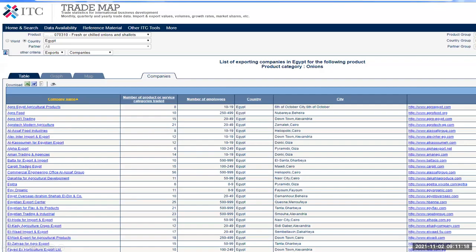You click on here or here over on the far right, you will pull up their website. If I'm an exporter of onions, for example, I will spend my time and look at each one of these companies to try and identify who we should be selling to.